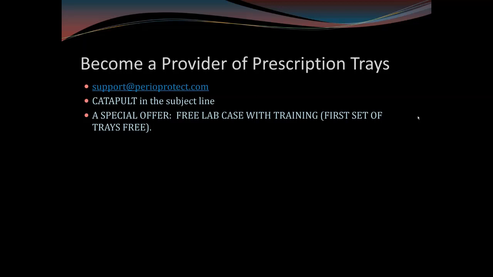What most people do is take the laboratory cost, and the average laboratory cost is about $100 a tray. They multiply that by whatever multiplier they need to make a reasonable profit in their office. If you have a crown where your laboratory cost is $200, you multiply that by five or six and charge the patient $1,000 to $1,200 for that crown. You do it the same way with PerioTrays.